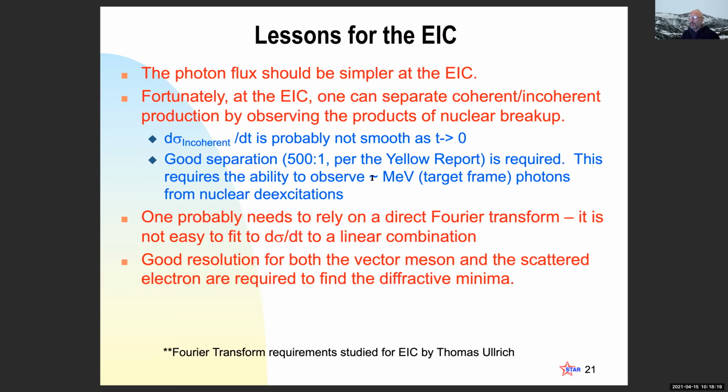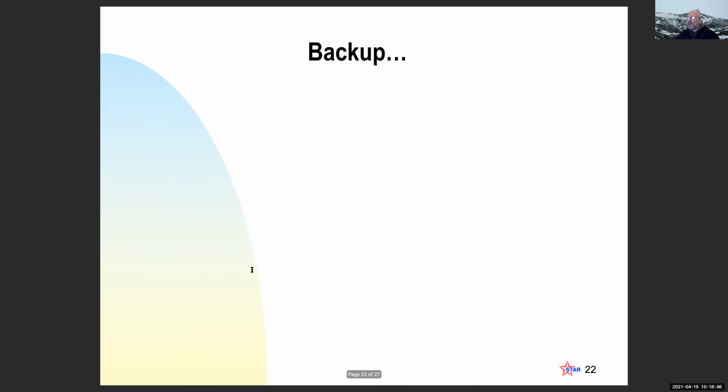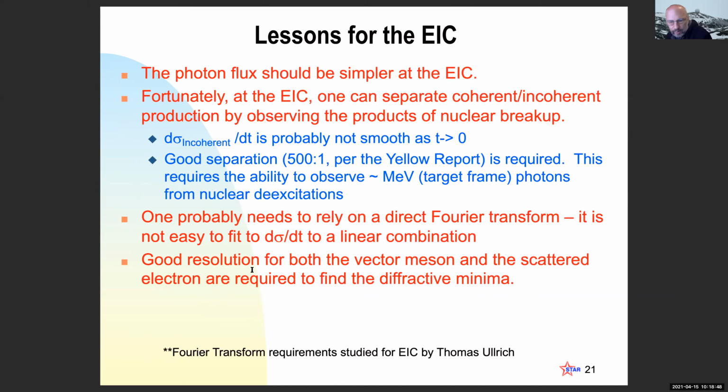This requires the ability to observe the photons from nuclear de-excitation. Their energies are in the MeV range in the target frame typically and below; gold is a 77 keV photon. So you're talking about photons below 100 MeV in the lab frame. You could try this direct Fourier transform. You also need good resolutions for the vector meson and the scattered electron. So with that, I will stop here and I'm happy to take questions.